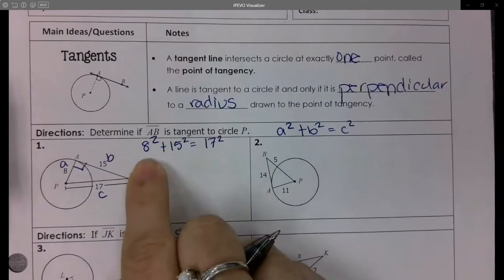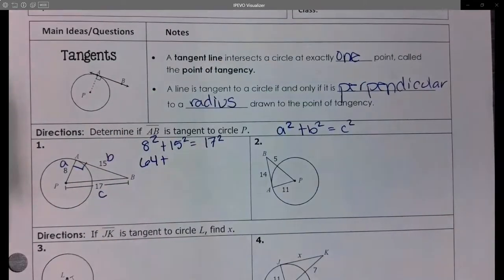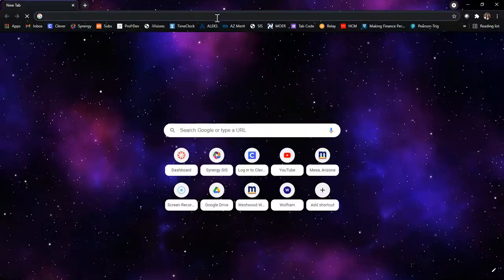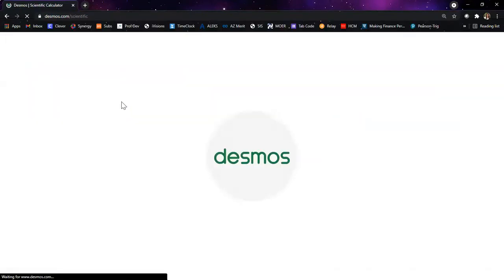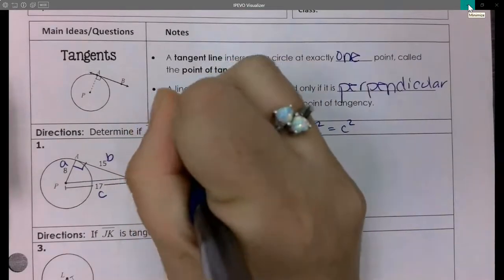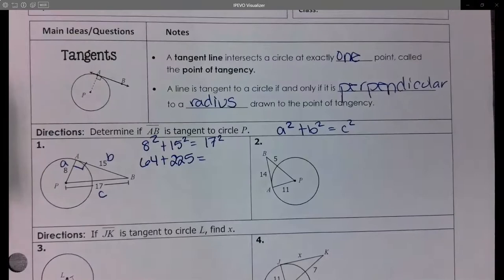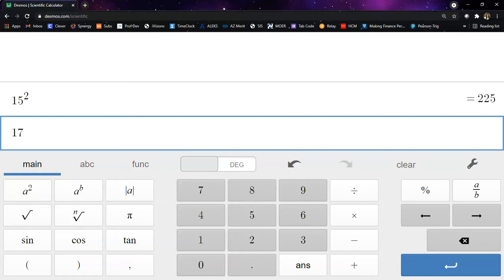So then I just need to figure out these. 8 squared is 64. I don't know 15 squared, so I'm going to go to decimals. So 15 squared is 225. And then I need to figure out what 17 squared is, which gets me 289.